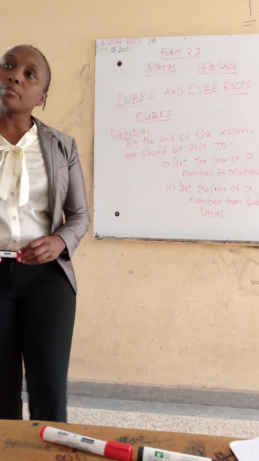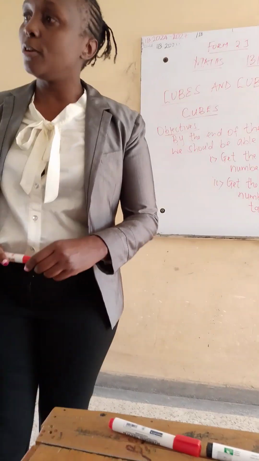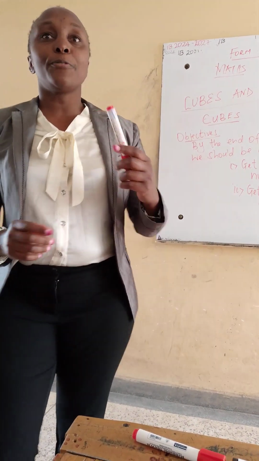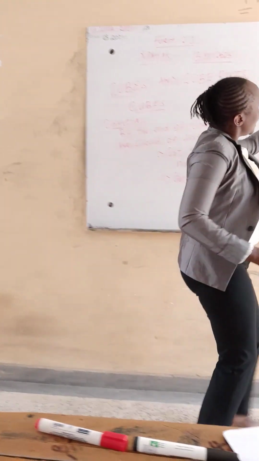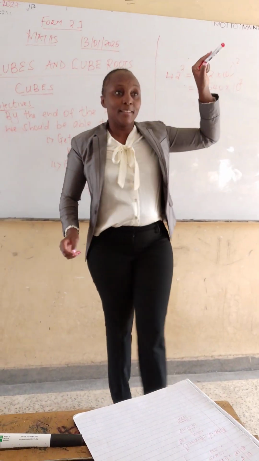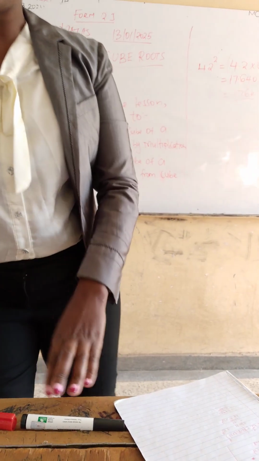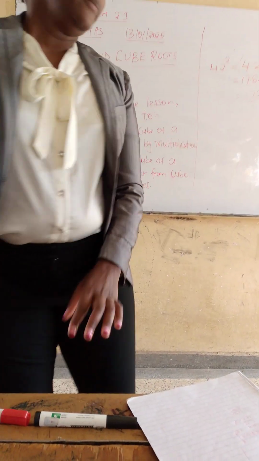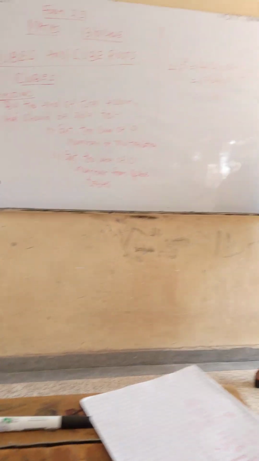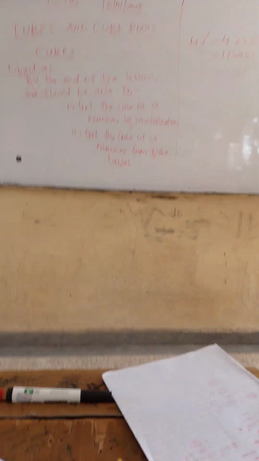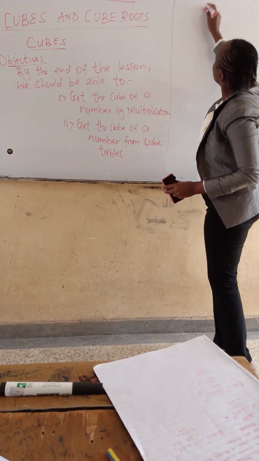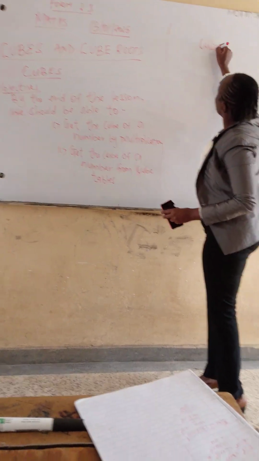We shall use the same procedure to get cubes of numbers from tables. The only difference is that now, instead of multiplying the power by 2, we shall multiply it by 3. So step 1, we can write. Cubes from tables.